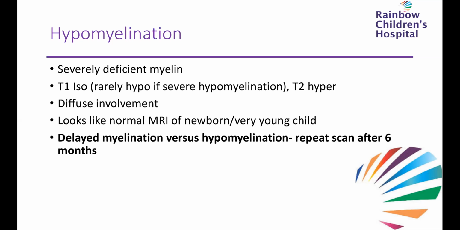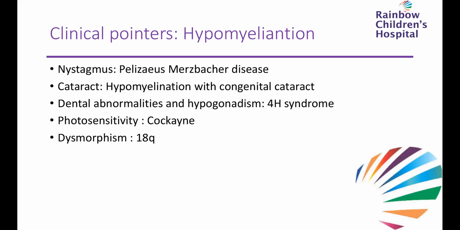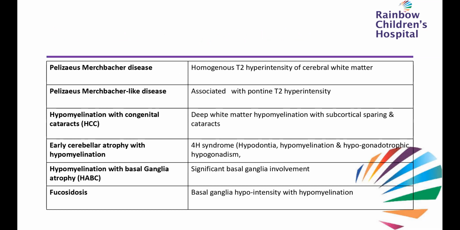Versus hypomyelination, in which the myelination does not occur. So there is a severe myelination defect in these kids. There are a few clinical pointers for hypomyelination also, like presence of nystagmus and spasmus nutans, which we see in Pelizaeus-Merzbacher disease. Presence of cataracts with hypomyelination we see in hypomyelination with congenital cataract. Presence of dental abnormalities or delayed dentition with hypogonadism we see in 4H syndrome. Photosensitivity we can see in Cockayne syndrome, and dysmorphism is generally seen in 18q deletion syndromes.